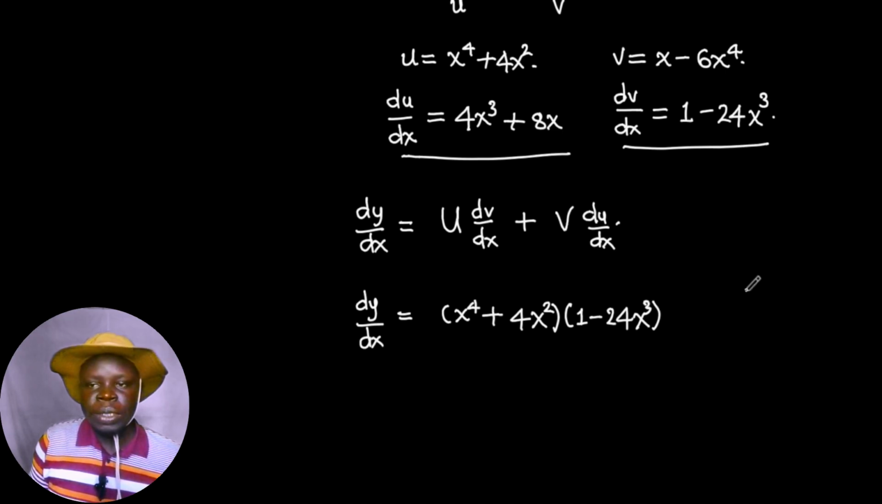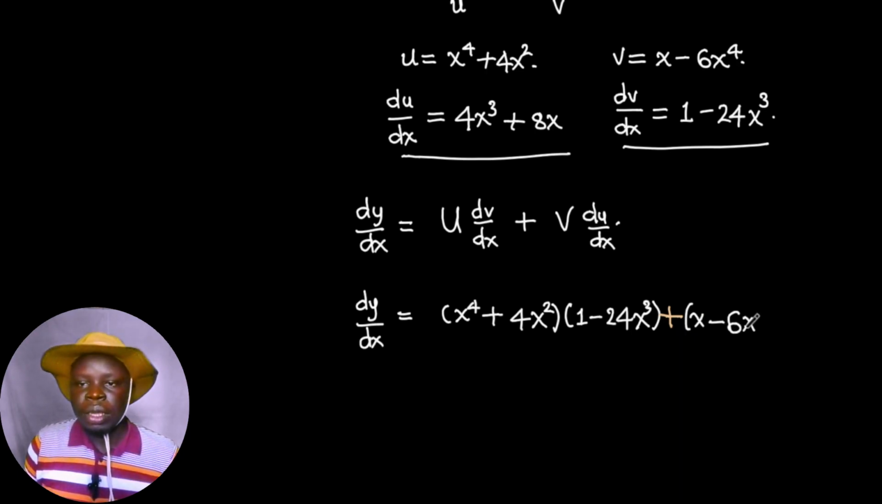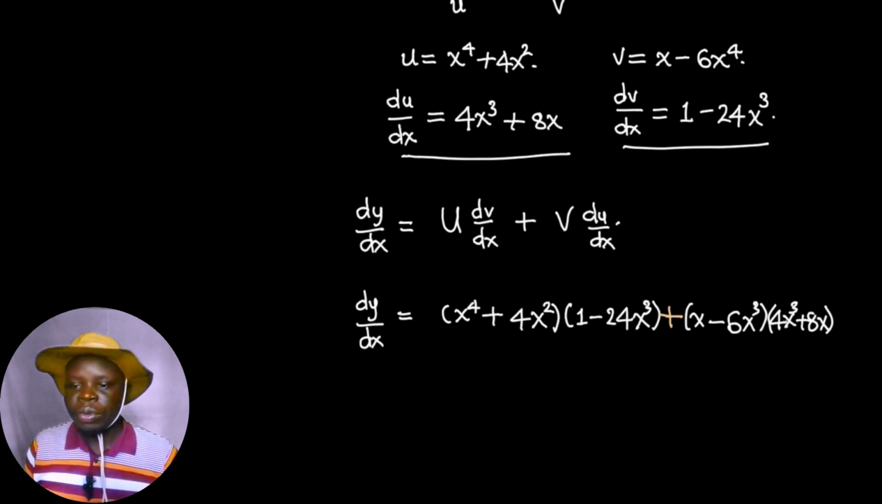We move to the second part. Now let's place in our addition sign here. And we have the next one is v, and our v is this function that is x minus 6x cubed. And here we multiply by du by dx, and our du by dx is this function here, and that is 4x cubed plus 8x. So let's go on and make simplification by opening up those brackets.